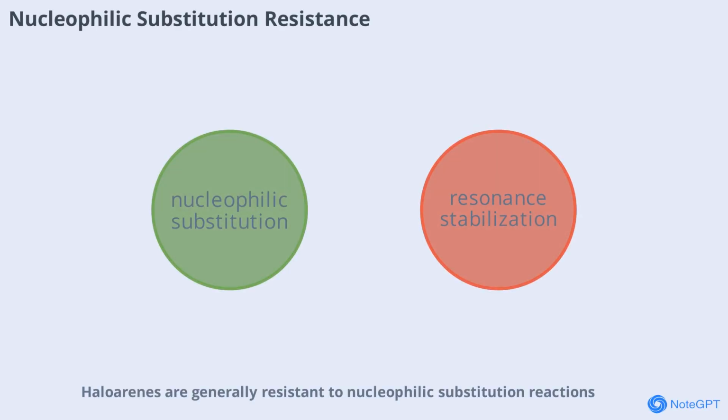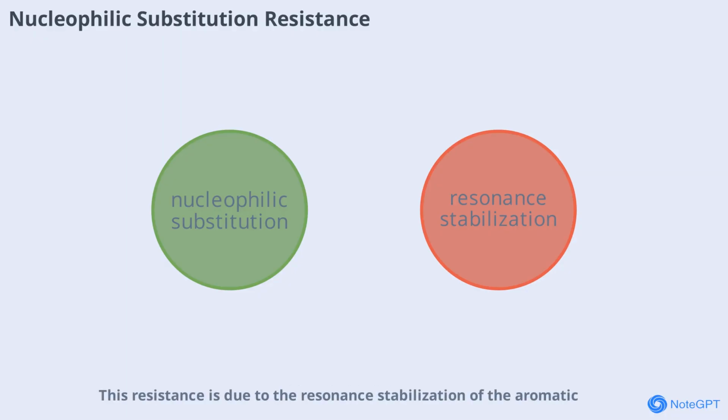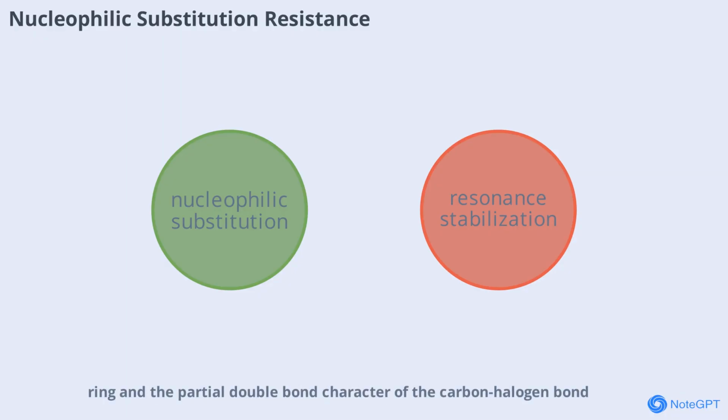Haloarenes are generally resistant to nucleophilic substitution reactions, unlike alkyl halides. This resistance is due to the resonance stabilization of the aromatic ring and the partial double bond character of the carbon-halogen bond. As a result, typical nucleophilic substitution mechanisms like SN1 and SN2 are not favored. Special conditions or strong nucleophiles are required to achieve substitution in haloarenes.